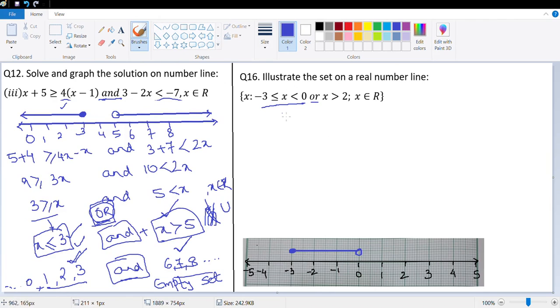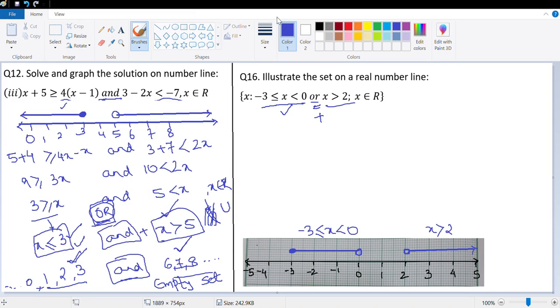So this "or" would mean and x is more than 2, which means I take it from here. This part represents negative 3 less than or equal to x less than 0, and this part represents x is more than 2. Perfect. Let's look at the next question.